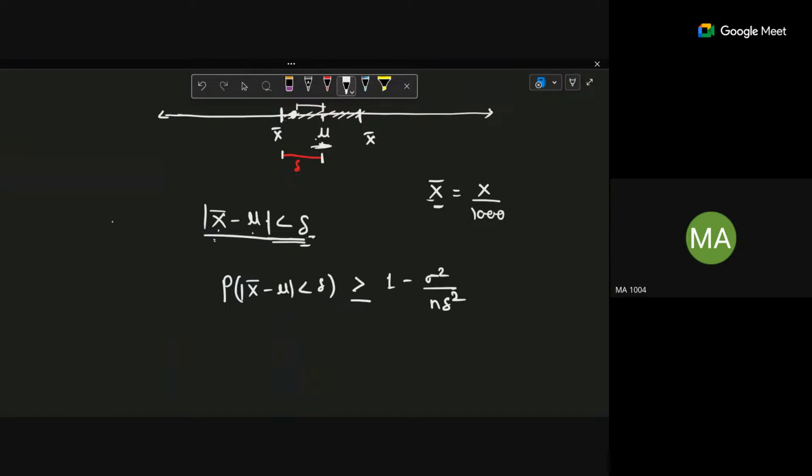Lower bound. That means if I change the same question, in the question they have asked the difference between x by 1000 and 1 by 6 should be more than 0.2. If I say that difference should be less than 0.2, then what is the bound for that probability? Then we will calculate like this.